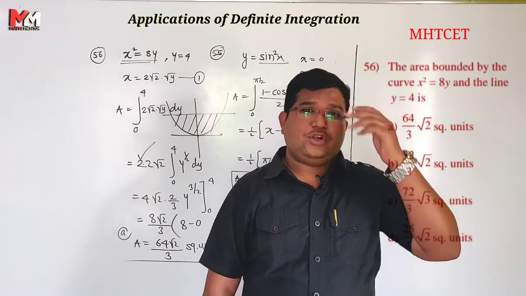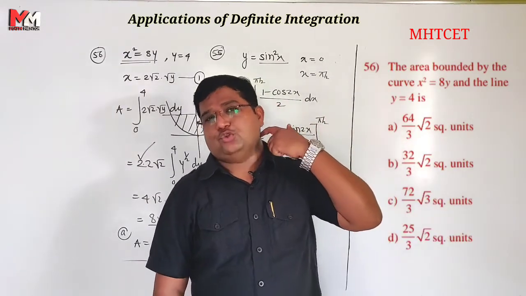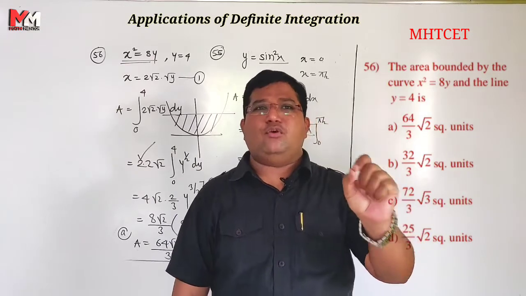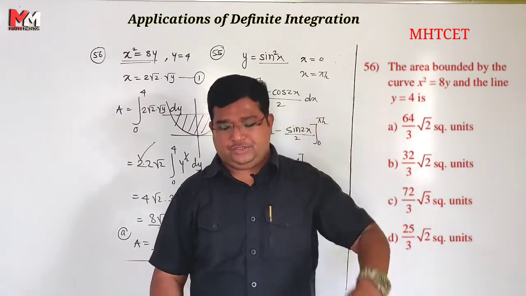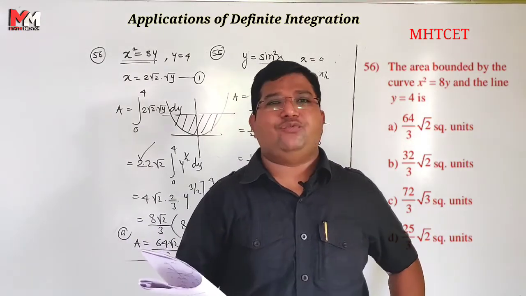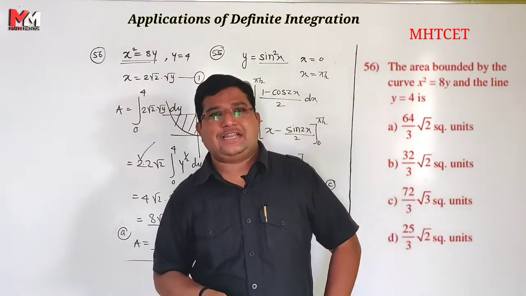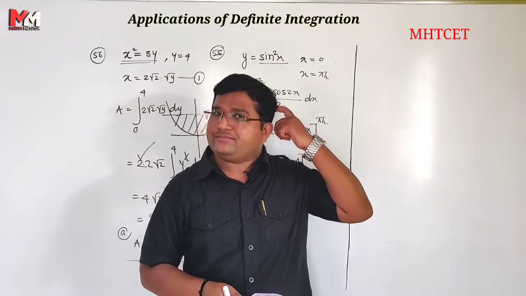So यहाँ पर he has not given the lower limit, but it is obvious lower limit is 0 because this is the parabola whose vertex at the origin. So 0 to 4 are the limits of this integration. Okay, so this is the completion of 55 and 56. Let's start the next 57.